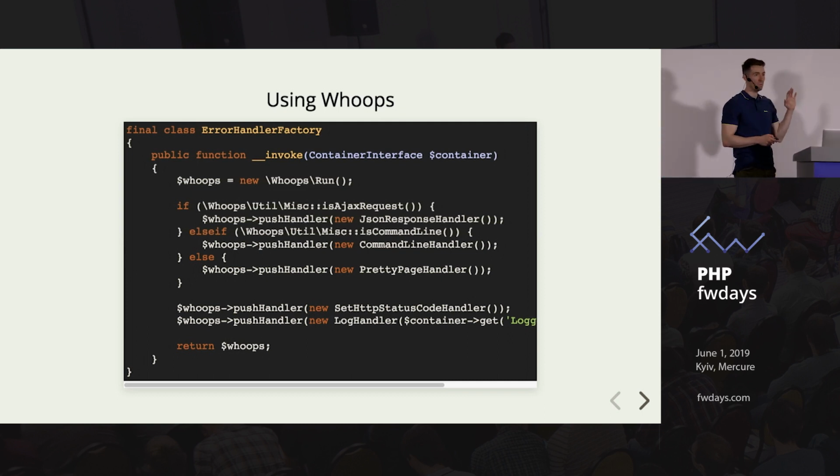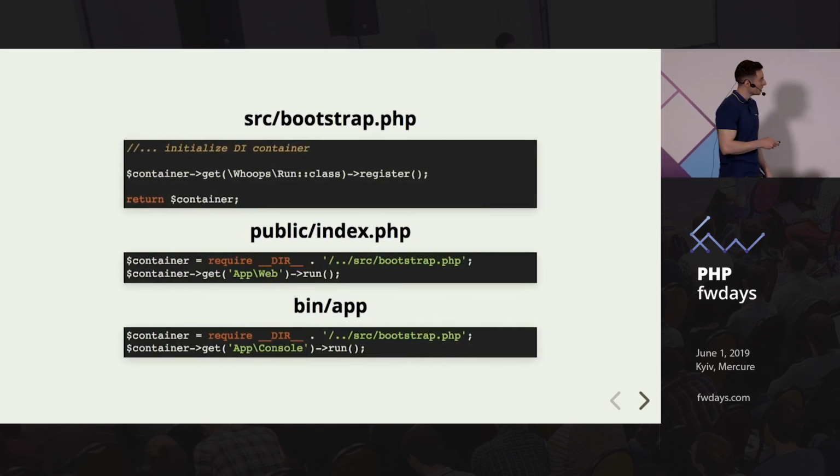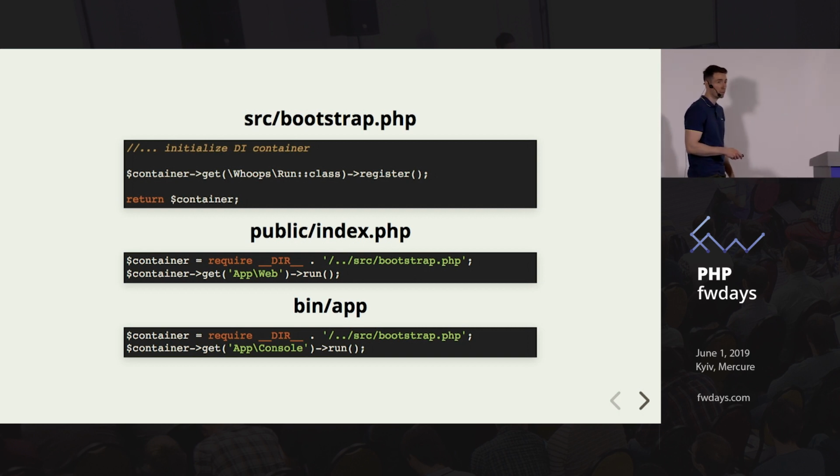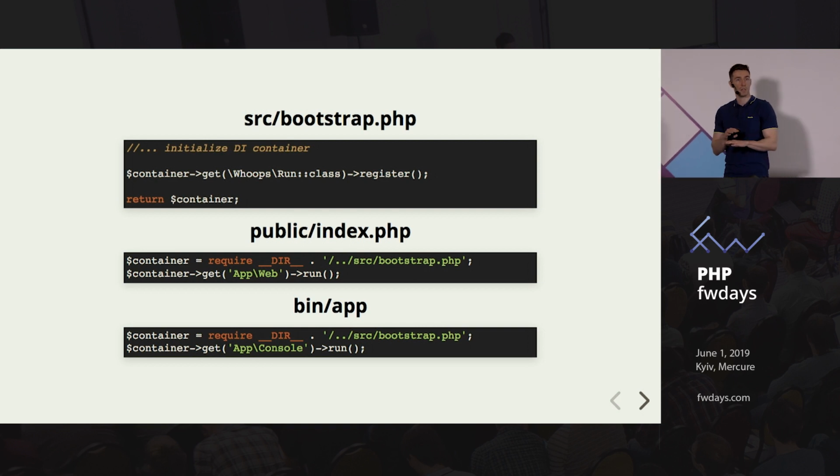So now that I have this factory in place, somewhere in my bootstrapping logic, I get that service and I invoke register on it. And because I'm including this bootstrap file in both my web application root and my command application root, now I have a central error handling system set for my entire system, for my entire application.